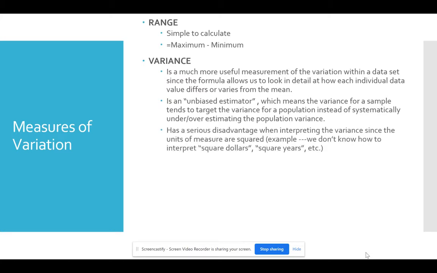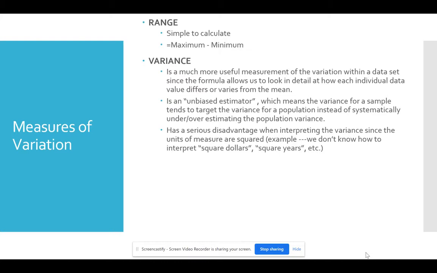But there is a serious disadvantage to the variance, because the formula, which I'm not showing you because we're going to use the technology to do the calculations, has you squaring some values, and because you square the values, your units then become squared. So we would have to talk about square dollars if we were looking at the cost of a textbook, or if we were looking at salaries, or years squared if we were talking about age.